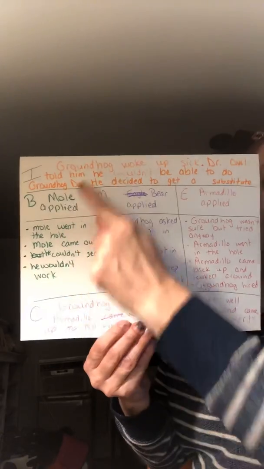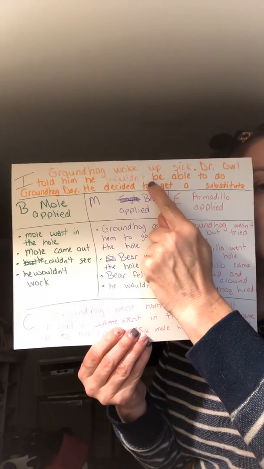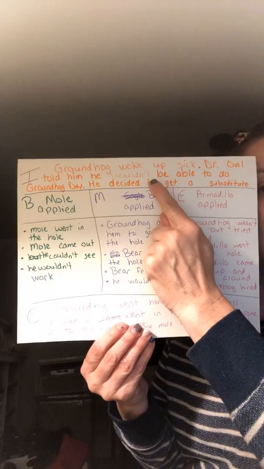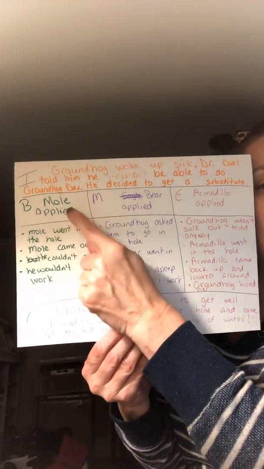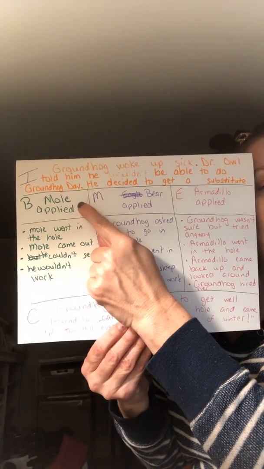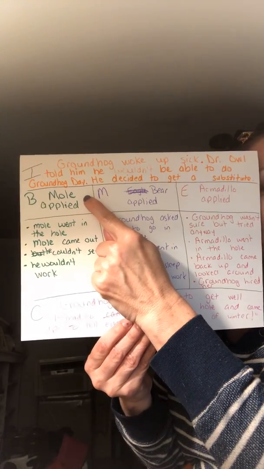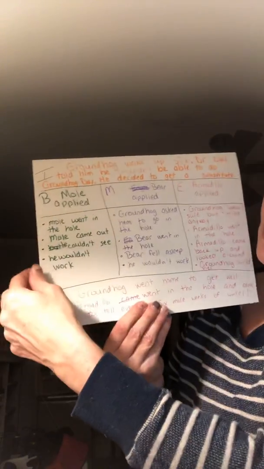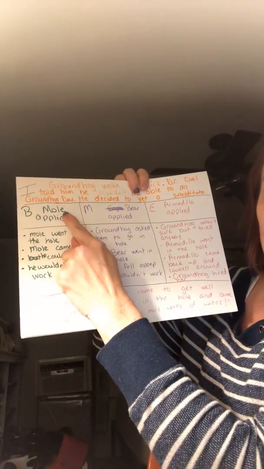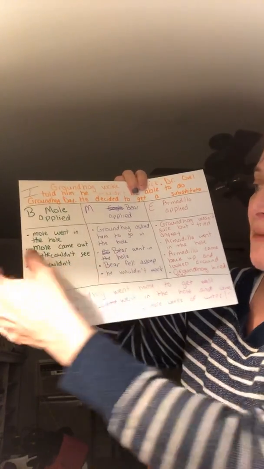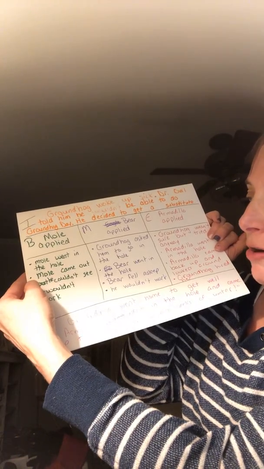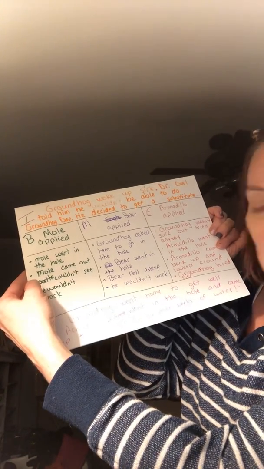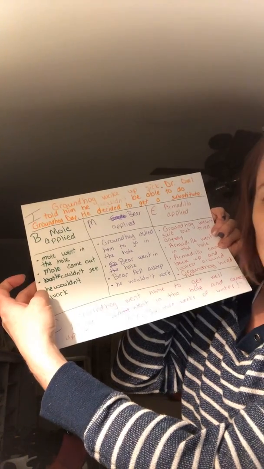Well, if you think back to the substitute groundhog, in the beginning, Groundhog was sick, and he needed to find a substitute. So he asked more than 3 people, but I'm going to tell you about some of them. The first person he asked was Mole, and Mole applied for the job. Then I need to have some details. It wasn't just that Mole applied. Mole went in the hole, Mole came out of the hole, Mole couldn't see anything, so Mole wouldn't work.